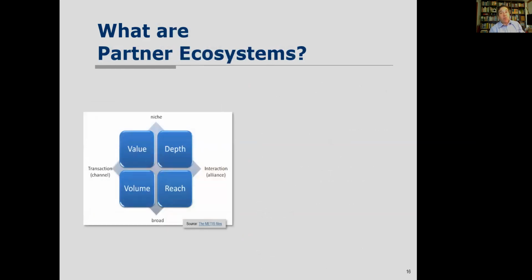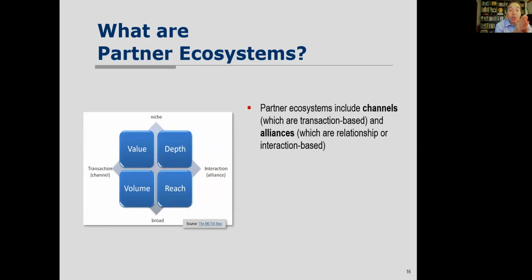So that's a marketing channel. What are partner ecosystems? Partner ecosystems include the channels which are transaction-based to get the distribution out there, whether it's online, offline, etc. We'll talk about in more detail. And alliances, the distinction, are more relationship-based or interaction-based. So you have a closer interaction and exchange of ideas and co-marketing and so forth in partnership alliances. So there's a relationship between channels and alliances, but they are different. Channels are transaction-based and alliances are more relationship or interaction-based.